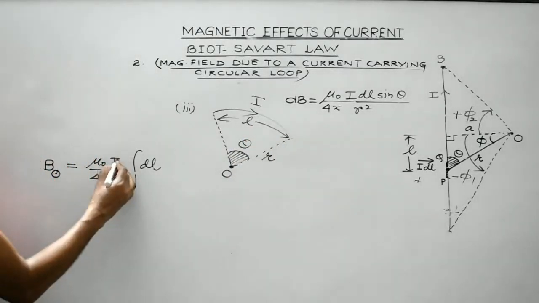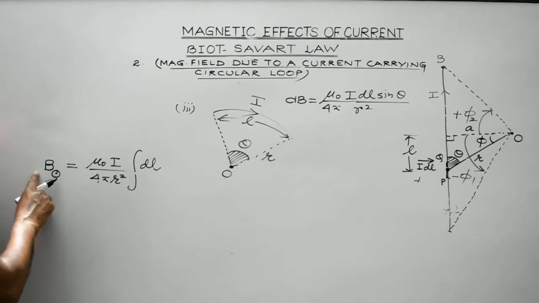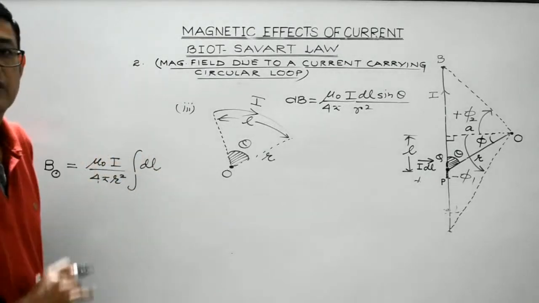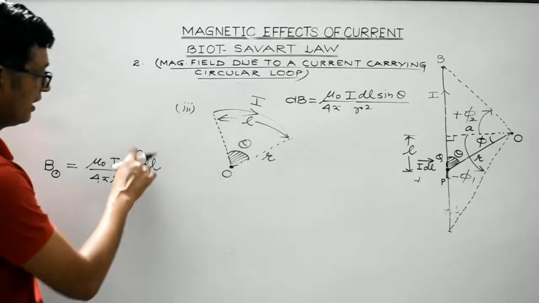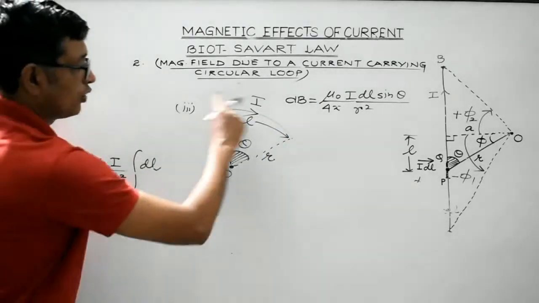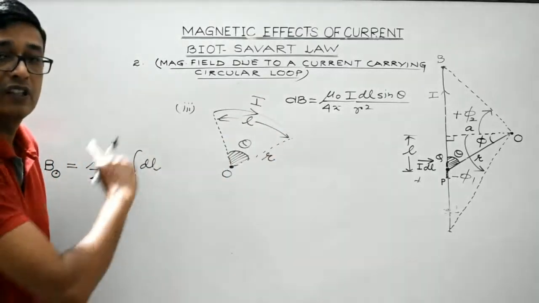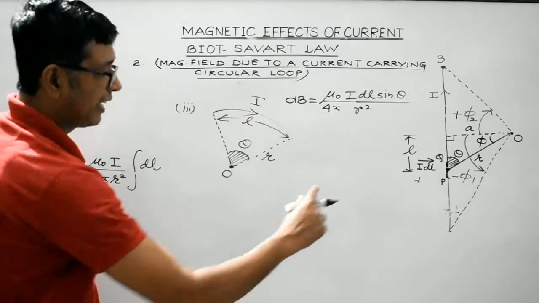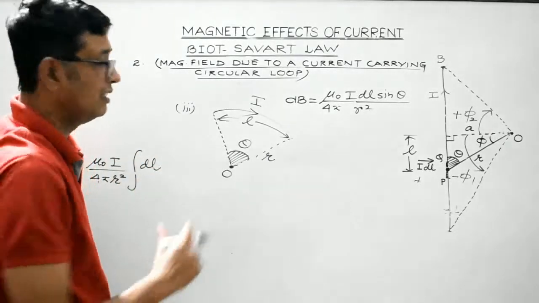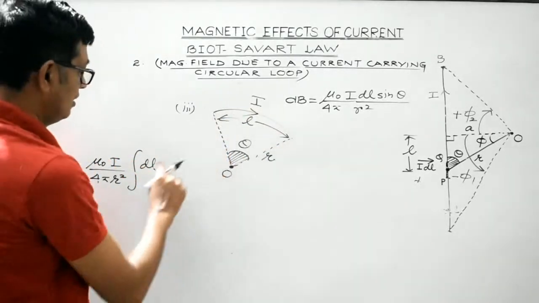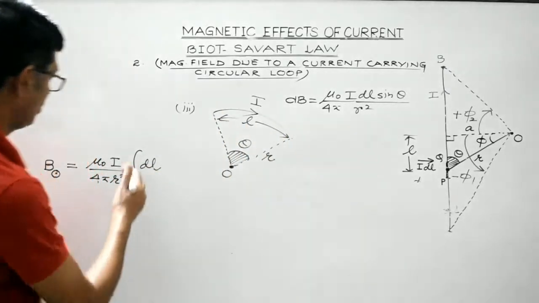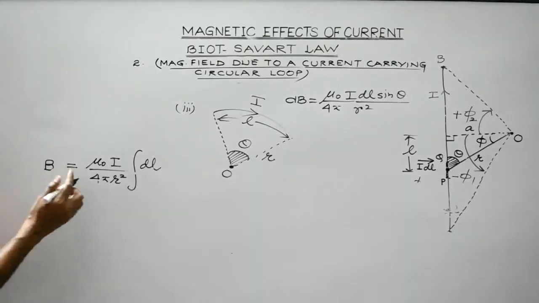So we are aware the magnetic field is given by mu naught I over 4 pi r square integration of dl, right? Here integration of dl will give you the total length of the arc. In the case of a circular loop, integration of dl will give us 2 pi r. In the case of a semicircular loop, integration of dl will give us pi r. In the case of an arc, integration of dl will give you the length of the arc, which is L. So what do you get in this case?